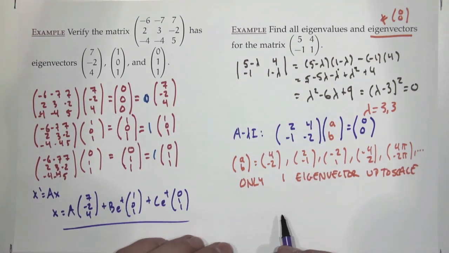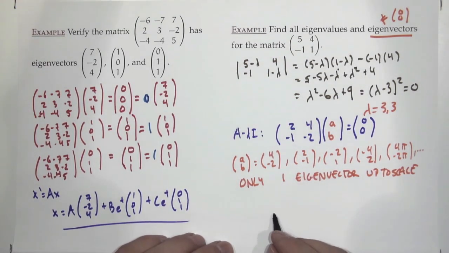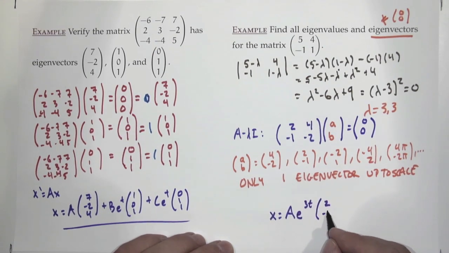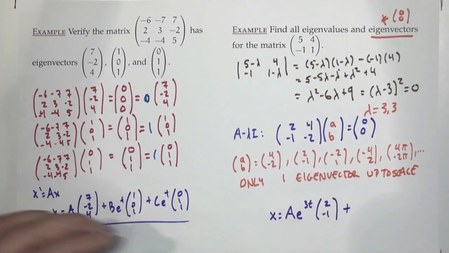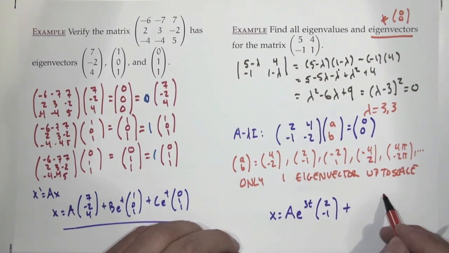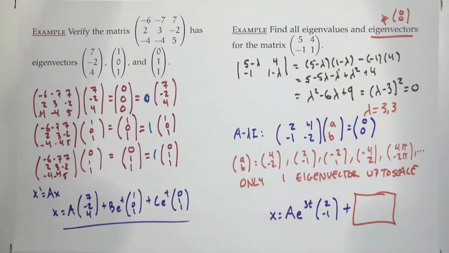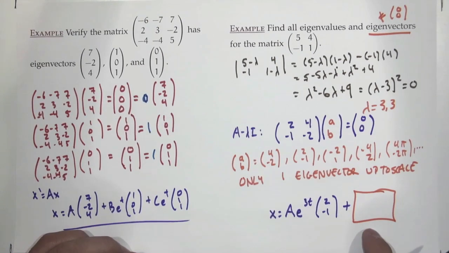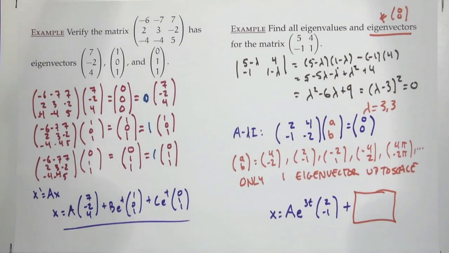But when we have only one eigenvector, we say, well, great, x equals a times e to the 3t, since its eigenvalue is 3, and then we pick one of these, 2, minus 1, and then there's, of course, the question, what is going to go here? What's in the box? What's in the box? What is it? Well, the problem is we've got to do something. So that's the rest of today.